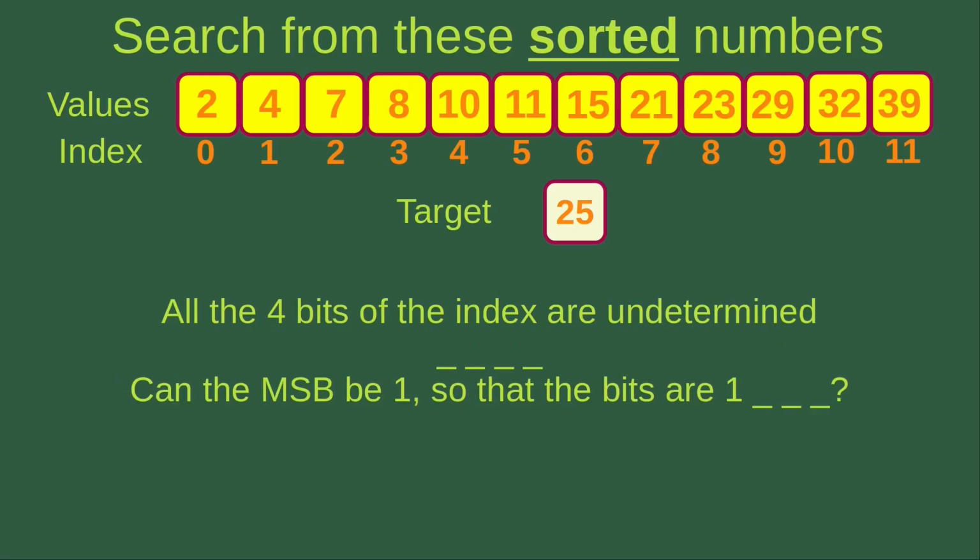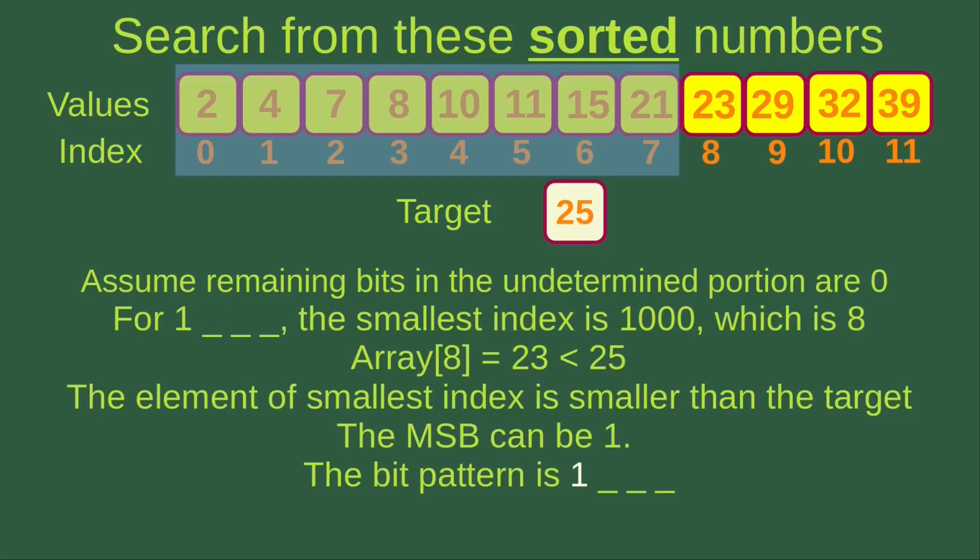In the first step, all the 4 bits of the index, which is the target index, are all undetermined yet. So can the first bit, which is the most significant bit of the undetermined portion, be 1, so that the bit will start with 1 together with 3 undetermined bits? The first step is to assume that the remaining bits in the undetermined portion are all zeros.